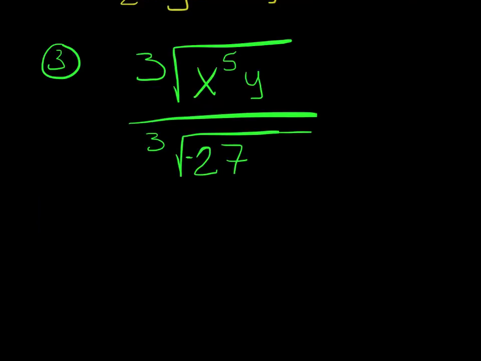All right, this one's just a tad different. I've got the cubed root of x to the 5th y divided by the cubed root of negative 27. Now notice, if I divide the insides, I'm not getting anything fancy. I don't even have a number up here to divide by.